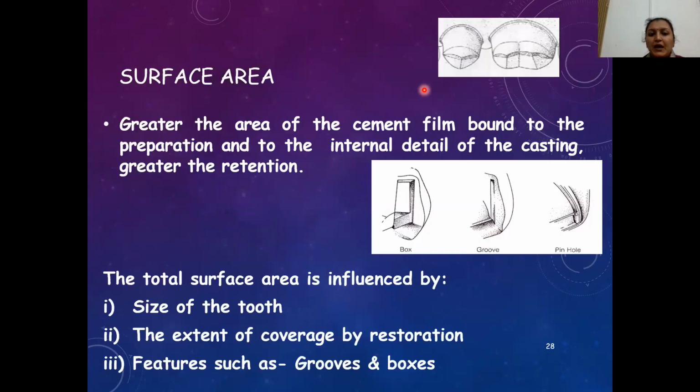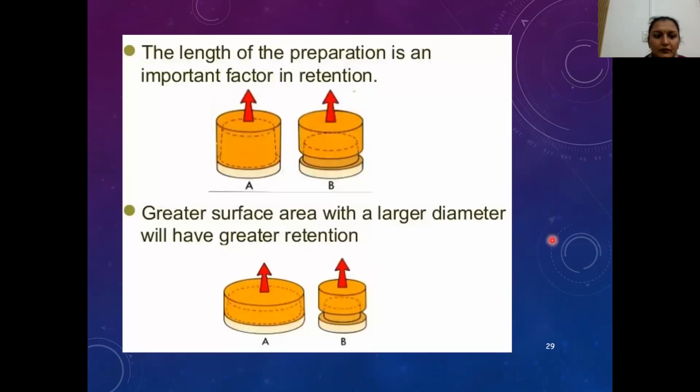The surface area. The greater the area of the cement film bound to the preparation and to the internal detail of the casting, the greater the retention. The total surface area is influenced by the size of the tooth, the extent of coverage by the restoration, and features such as grooves, boxes, etc. Now, the length of the preparation is an important factor in retention. Longer preparations will have greater retention as compared to short preparations. Greater surface area with a large diameter will have greater retention.